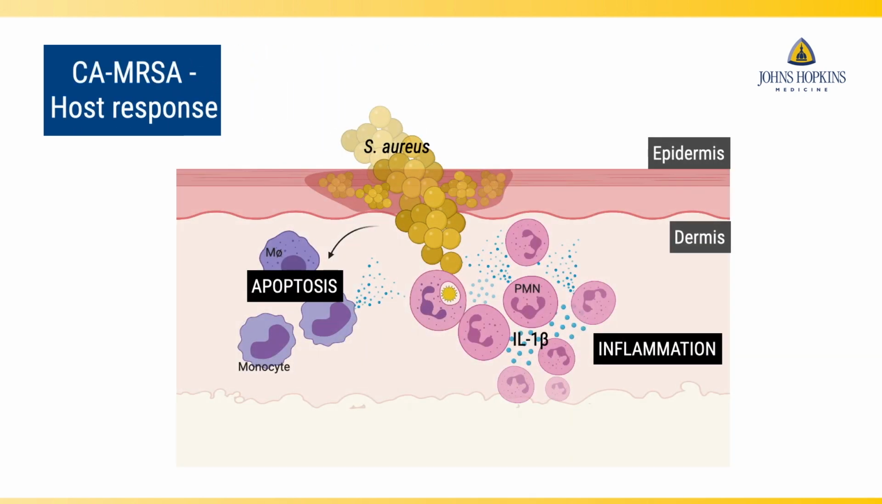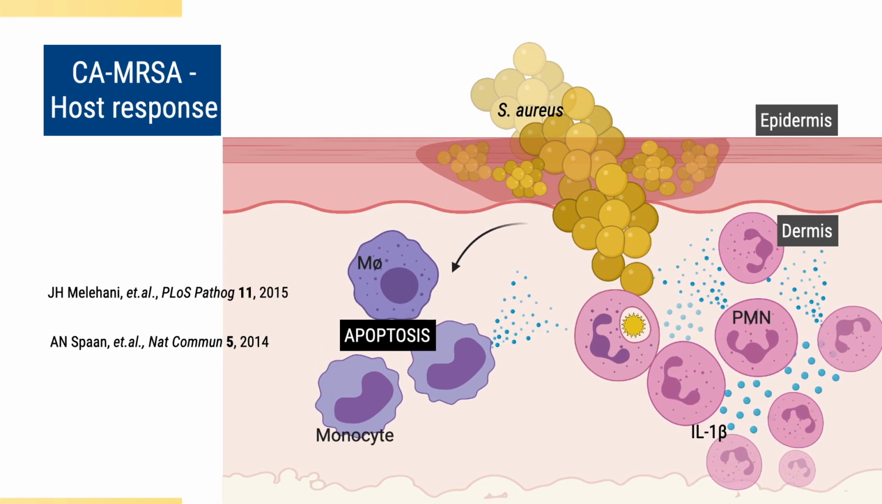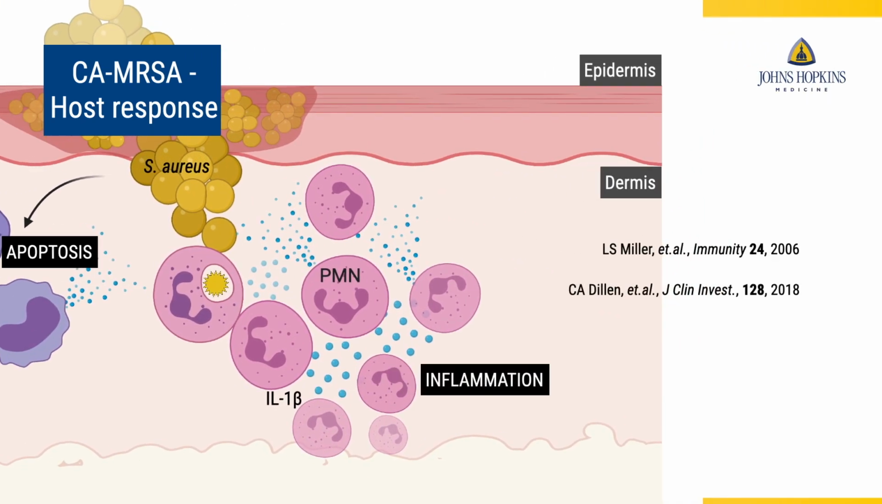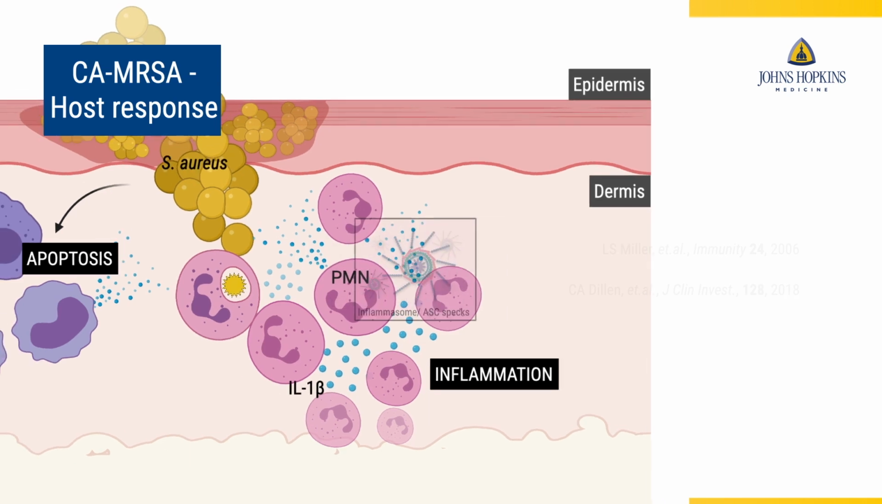In the process of identifying novel host-mediated therapies, understanding the host immune response to MRSA becomes imperative. As an immune-evasive mechanism, Staph aureus induces apoptosis in immune cells, including macrophages and monocytes. However, to counter the infection, the host mounts an inflammatory response, predominantly orchestrated by neutrophils and the cytokine IL-1 beta, which are necessary in the clearance of the bacterial infection.